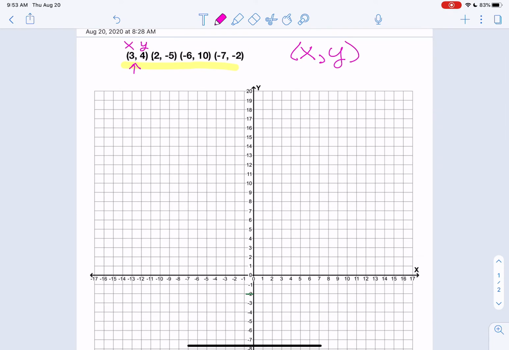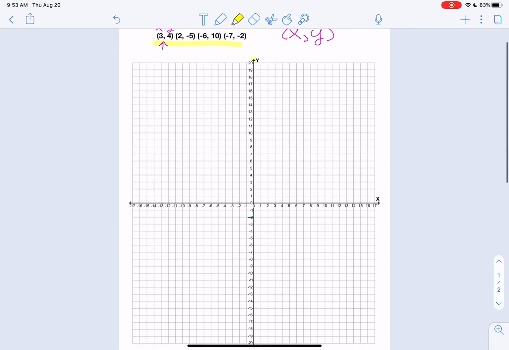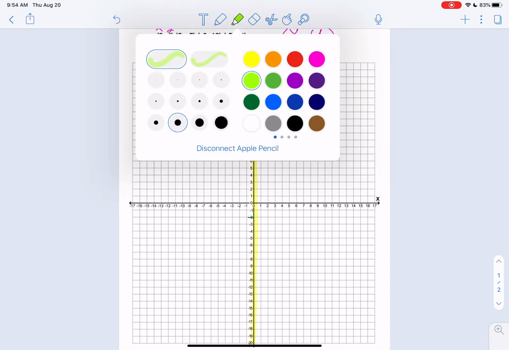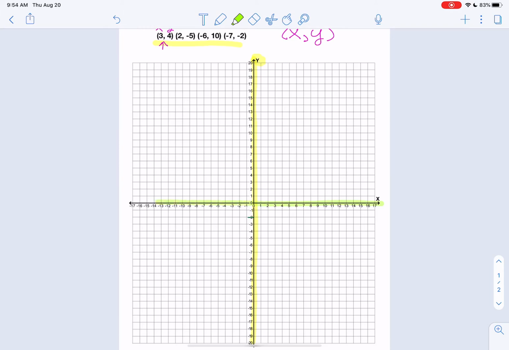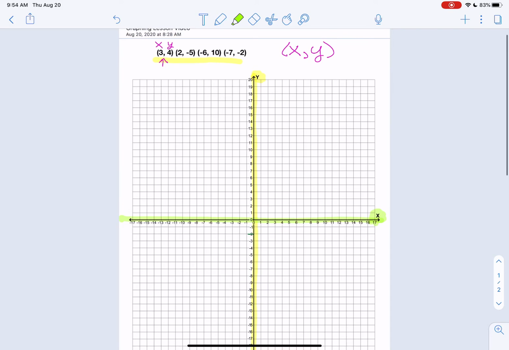Now the second thing we need to remember is that the line that goes up and down is your y-axis, okay? The line going side to side is your x-axis. So you're gonna take your x and your y, you're gonna see where they meet on the graph, and that's where you plot your point. So let's try the first example.